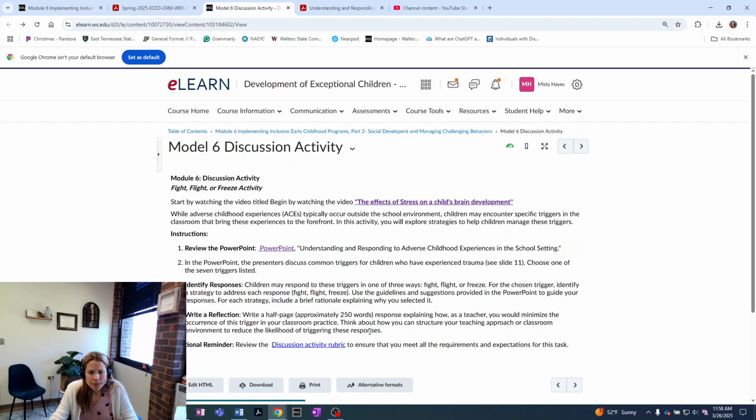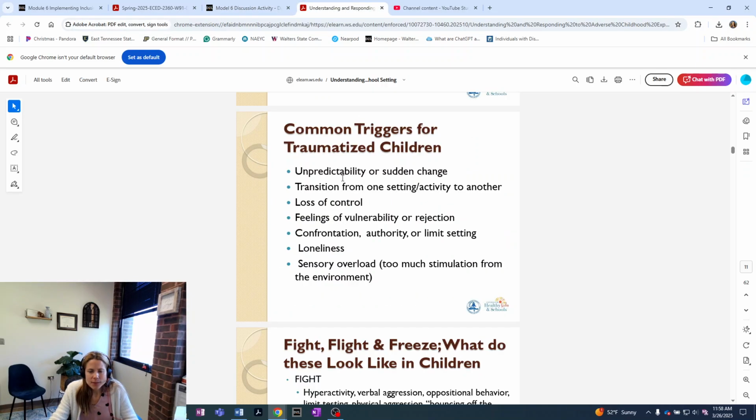What it's asking you to do, on this slide specifically, is look at this list of triggers. You have unpredictability or sudden change. This could be a trigger for students. Transition from one setting or activity to another. Loss of control. Feelings of vulnerability or rejection. Confrontation, authority or limit setting, loneliness, sensory overload.